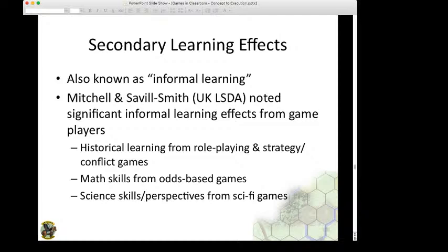Now, there are secondary learning effects, and this is one of those informal learning things. These two folks over at the UK Learning Skills Development Agency have noted significant informal learning effects from game players, historical learning from role playing folks or strategy and conflict game folks. It's funny, one of the guys that I know through wargaming channels could probably sit down and go toe to toe with just about any historian out there on the Battle of Kursk. For whatever reason, this dude has decided that he loves the Battle of Kursk and he's going to learn every possible facet that he can about Kursk, play every game about Kursk, whatever he can find about it.